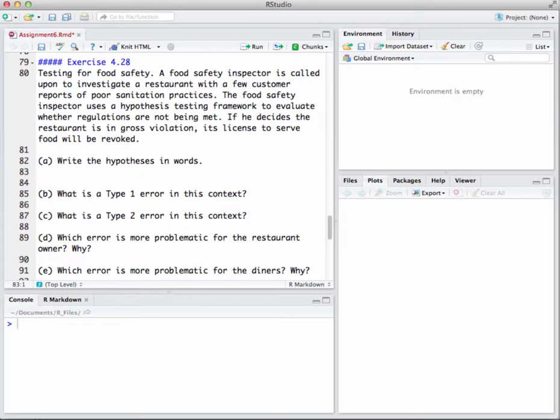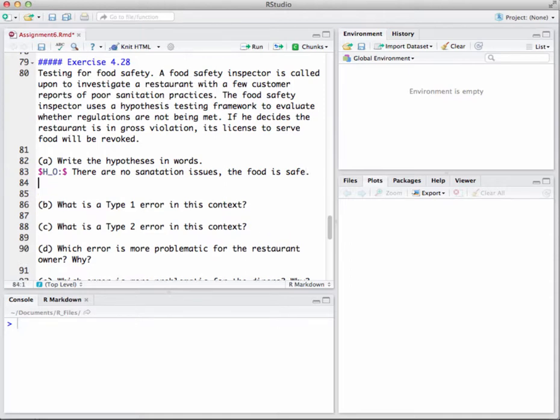Okay, so what are the null and the alternate hypothesis in words? Well, the null hypothesis says that what? There is no sanitation issues, right? Or how about there are no issues, the food is safe, right? So that would be what the null hypothesis would say.